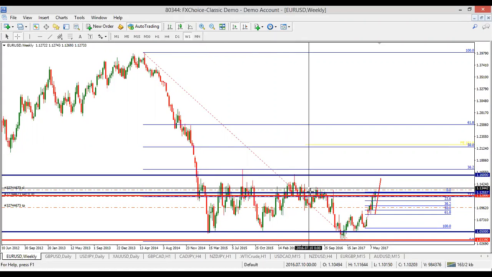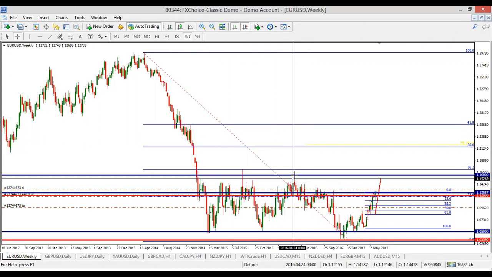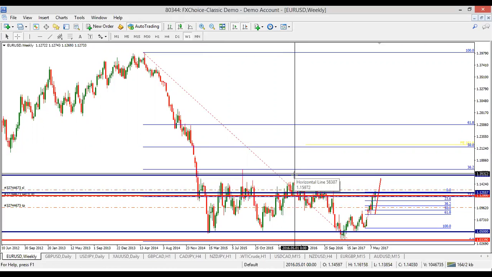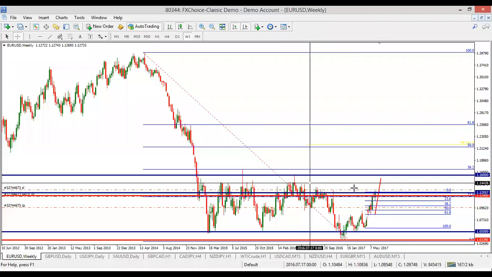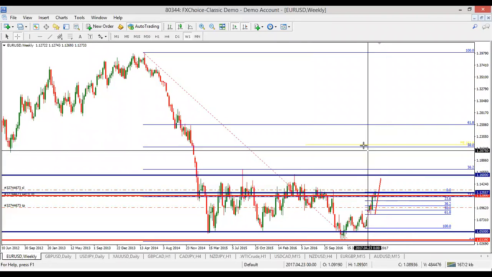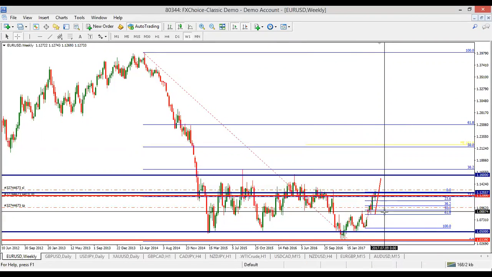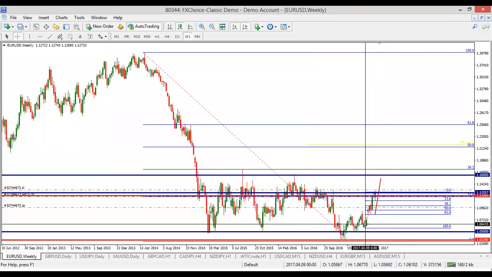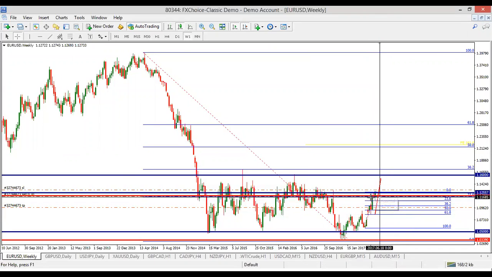Former resistance. But the major 1.16 is the 50% retracement or 61% of the daily weekly time frame. We are looking at, this is a smaller picture. So we are looking at price breaking this level for us.